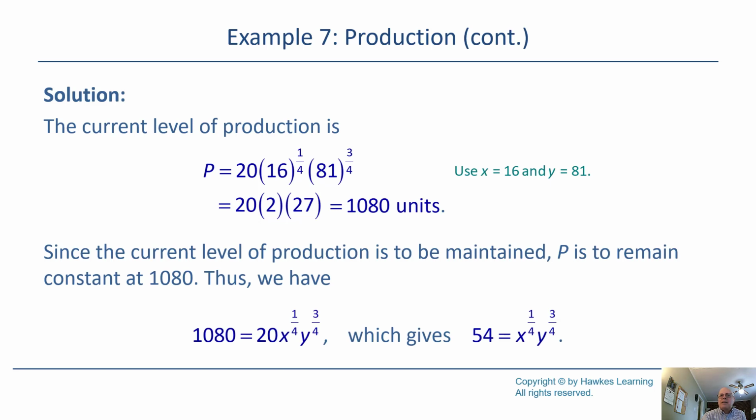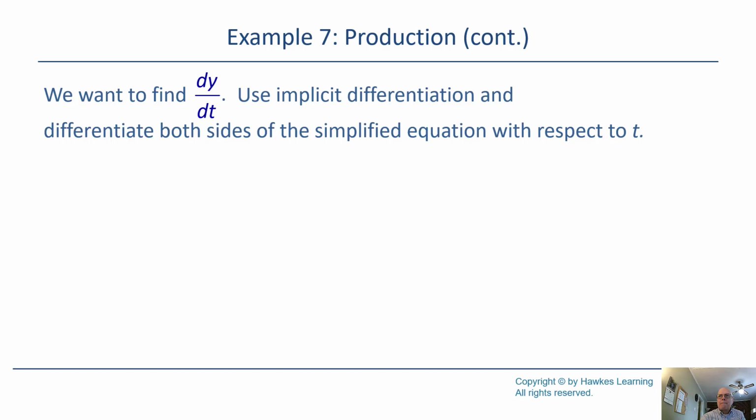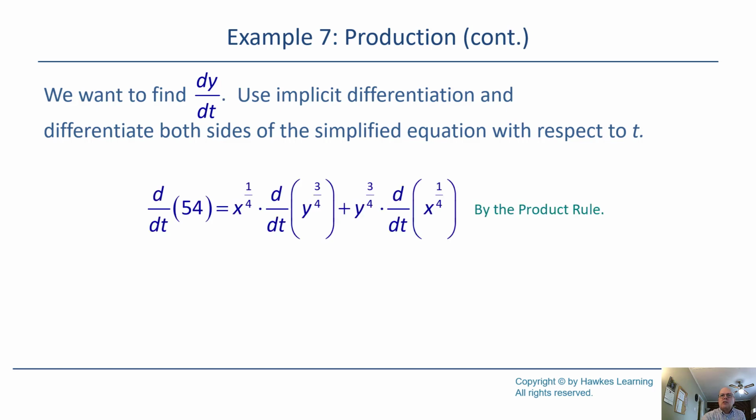So that means 1,080 equals 20 to the 1/4 times y to the 3/4. And if we divide both sides by 20, we can simplify it just a tiny bit. 54 equals x to the 1/4, y to the 3/4. Time to use implicit differentiation. So here's the left side. That was the level of production. That's 54. We know that's going to give us 0.